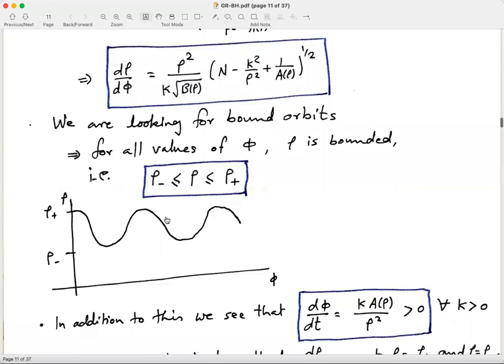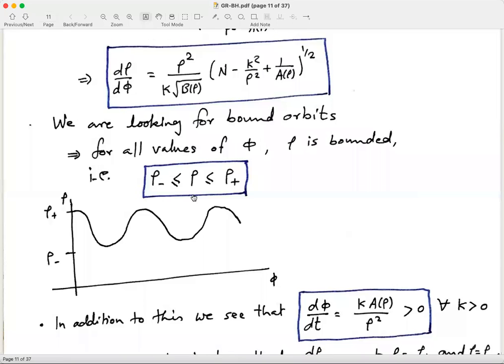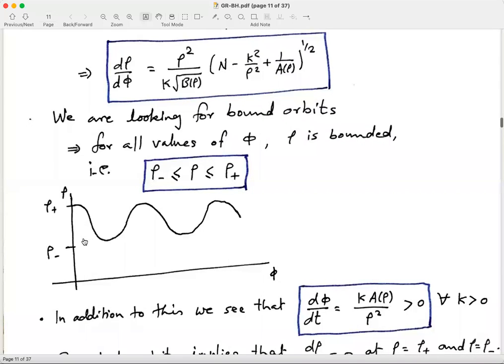Don't worry about the quality of the picture, but the orbit is like this. It will go to a large value of rho, drop down, come to the smallest value of rho, go up again, and so on. But it will continue oscillating between these two values only. So we basically have to use the fact that it doesn't matter what the value of phi is, the rho values are always bounded.